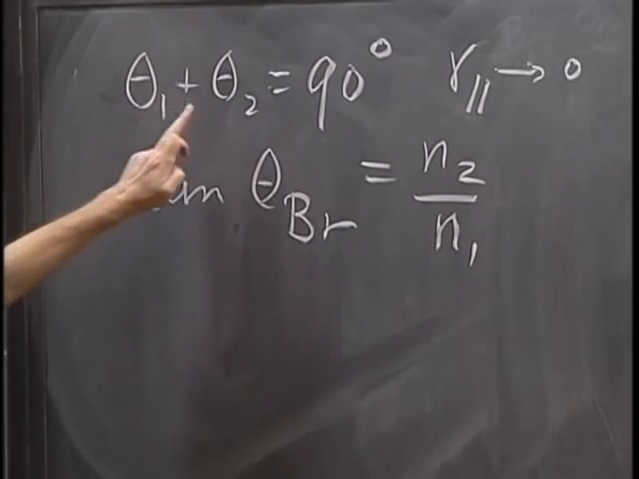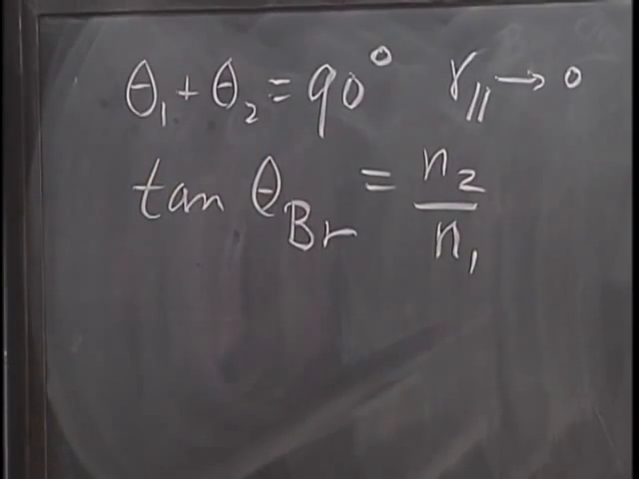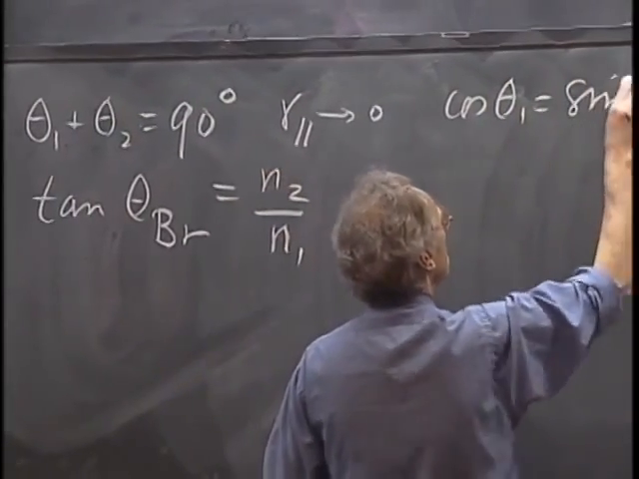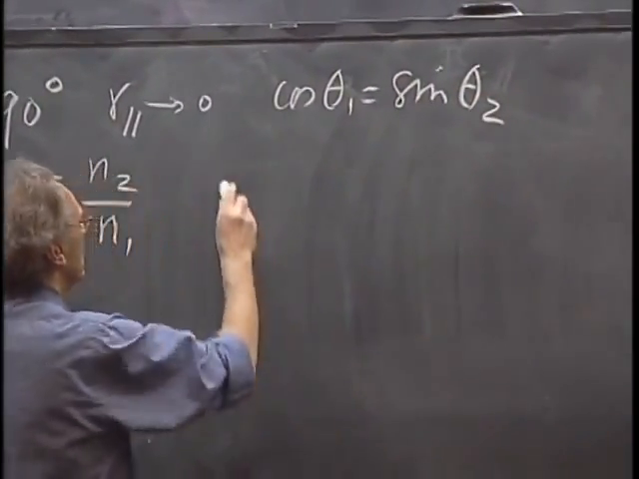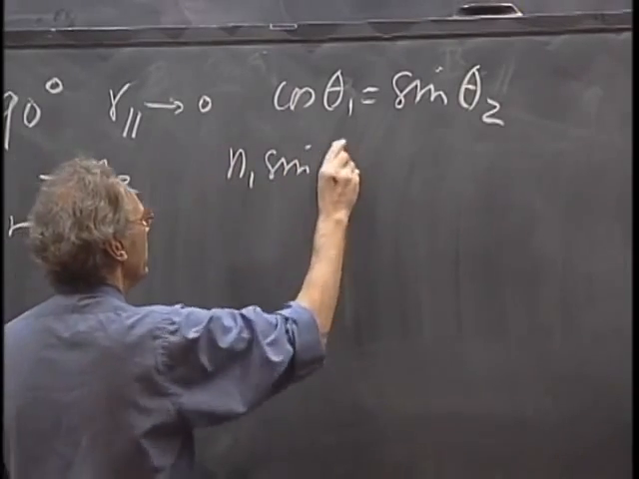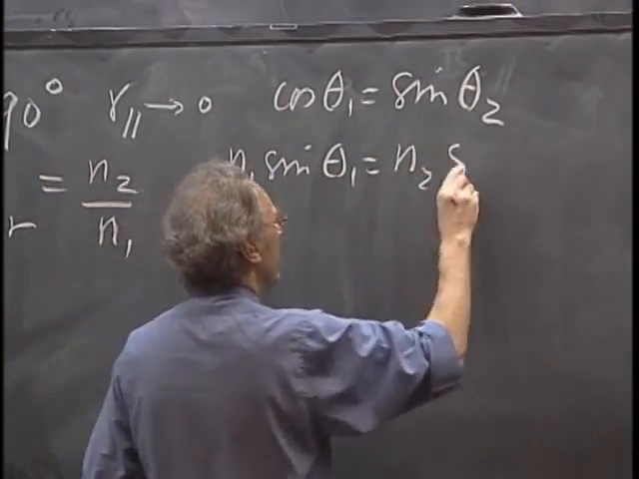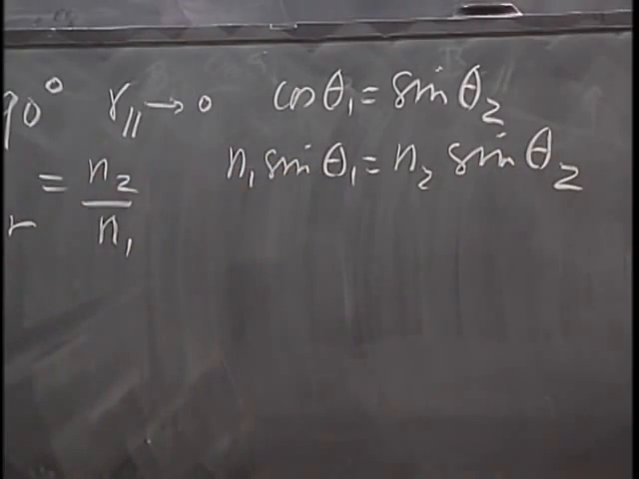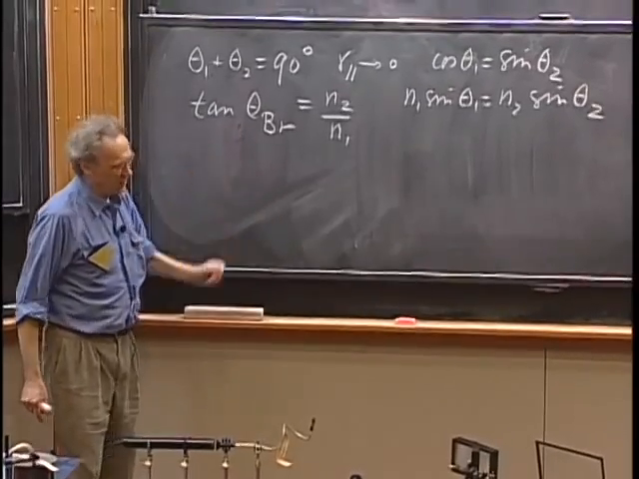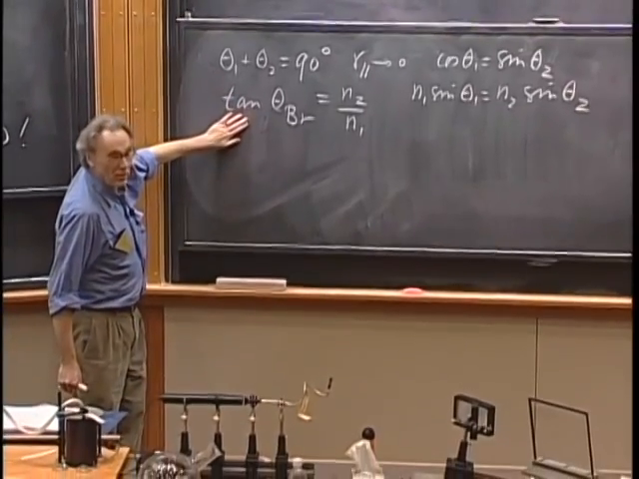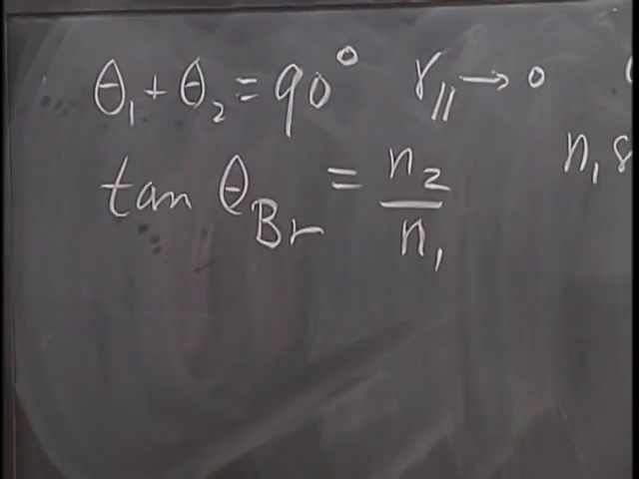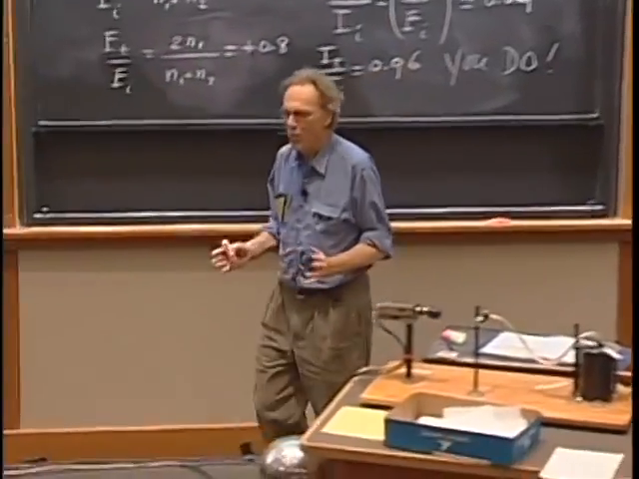For one thing, if theta 1 plus theta 2 is 90 degrees, then the cosine of theta 1 is the sine of theta 2. That's high school. But n1 times sine theta 1 is n2 times the sine of theta 2. That's my countryman Snell. And if you combine these two, in 30 seconds you can prove this. And so this is the angle that will automatically give you theta 1 plus theta 2 is 90 degrees. And that, of course, is so wonderful to demonstrate.